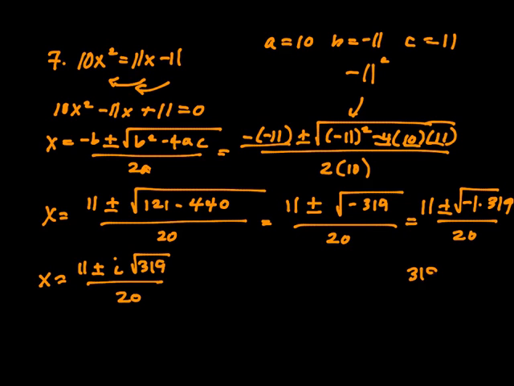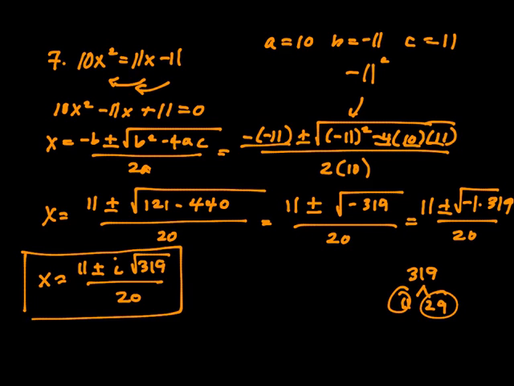If I try to take something out of 319, let's see, 3 doesn't work. 319 divided by 4 doesn't work. 319 divided by 5 is definitely not going to work. 6 is not going to work. 319 divided by 7 is not going to work. I like to try primes. 11 and 29. Okay, and 29 is a prime. So these are made up of prime numbers, so nothing's going to be able to come out. Nothing. Yay! And so our final answer is this.